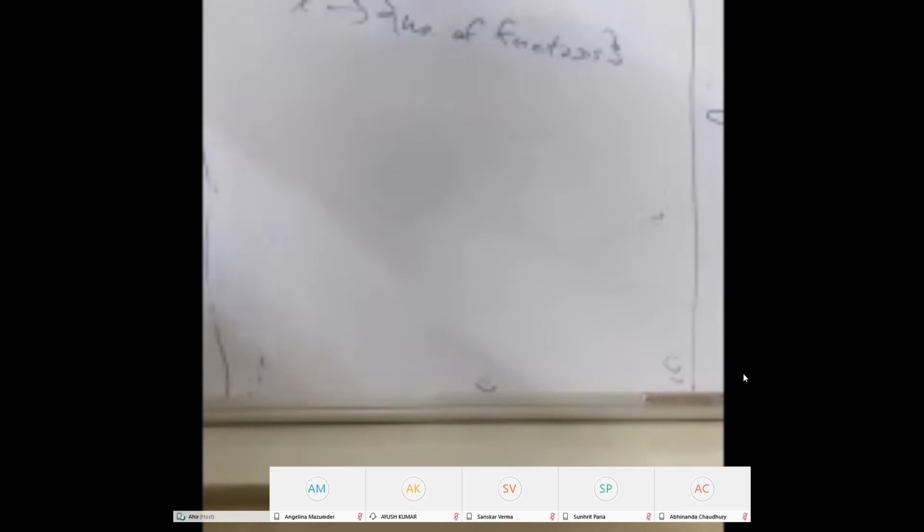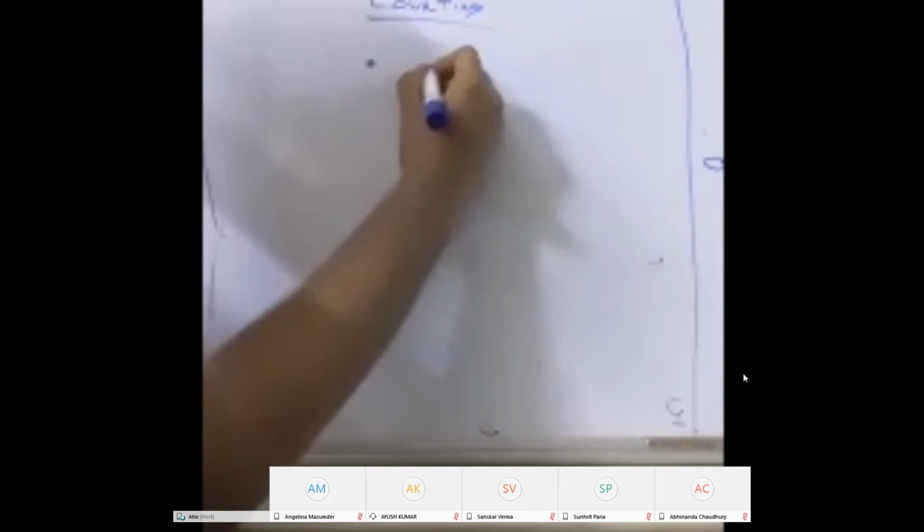Okay. So we'll move on to our next problem, which is a kind of puzzle actually. Okay. Right. So we have 9 points like this.